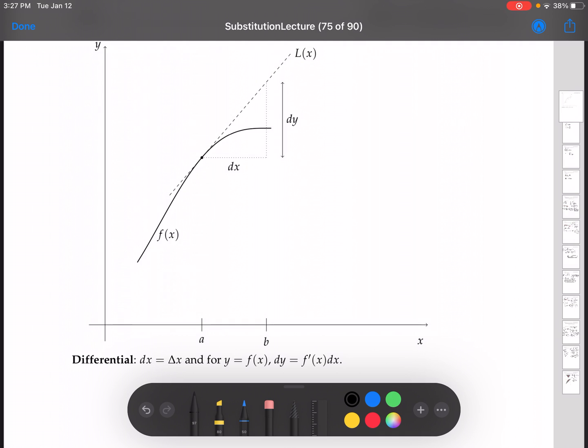All right, so the situation here is we have this function f of x. It is a continuous function, meaning you can draw it without picking up your pencil. And in our situation here, we're going from x equals a to x equals b.